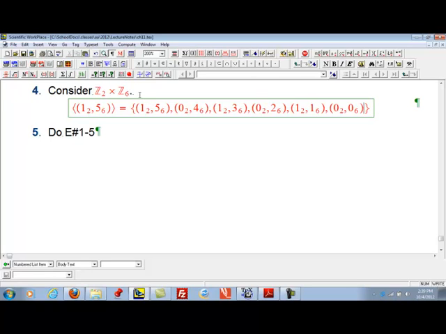Now, how many elements should we have total? 12, right? Do I have 12 here? No. What's happening? That one didn't work. Yeah. Because 2 and 6 share a common factor.